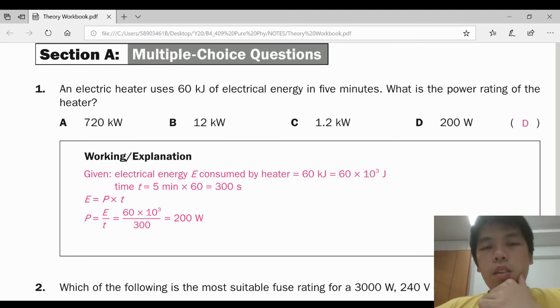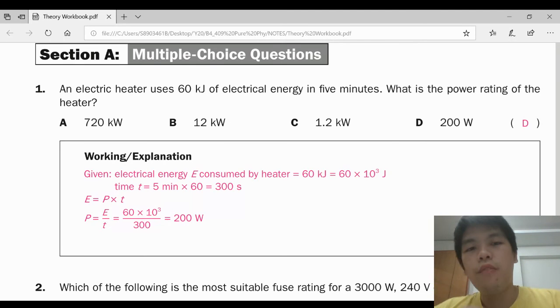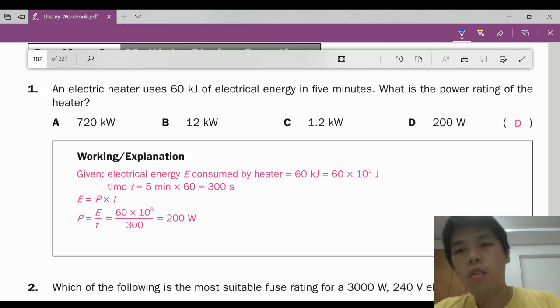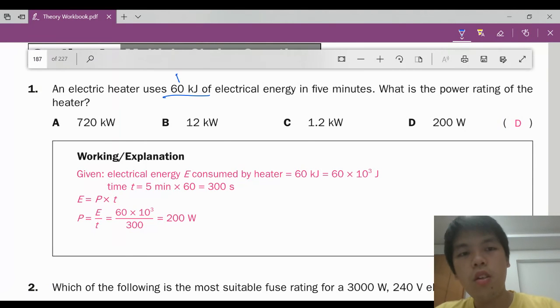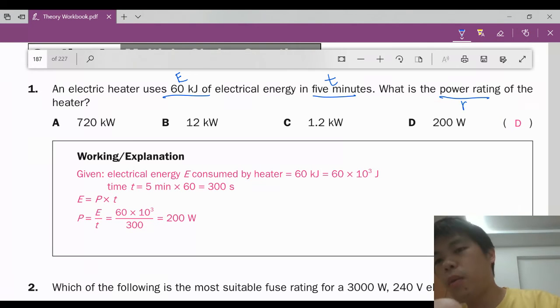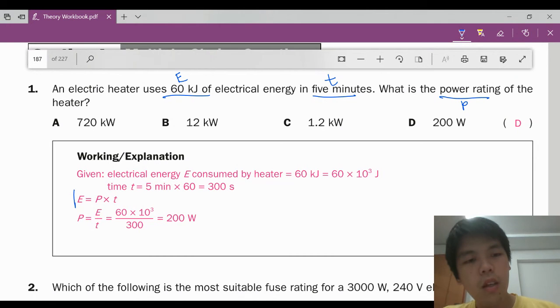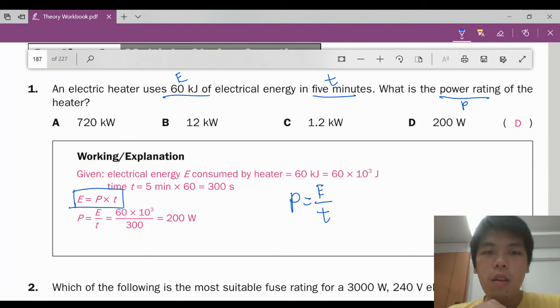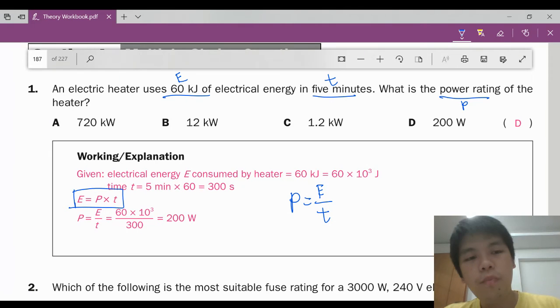An electrical heater uses 60 kilojoules of electrical energy in 5 minutes. So this is the energy. This is time. What is the power rating? So they want to find power. So which is the formula? E equals to PT. This is just basically the formula of power equals energy divided by time. What is the rating? You want to calculate the power itself.